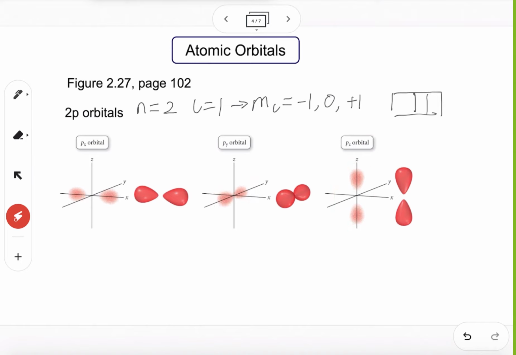Why do they have different names? It depends on the positions of those bubbles. In chemistry or in physics, the term for this bubble is lobe. Let me write it down here. Lobe. So you have two lobes here, two lobes here, two lobes here. For px orbital, both lobes are on the x-axis. For py orbital, both lobes are on the y-axis. For pz orbital, both lobes are on the z-axis. This is the difference.